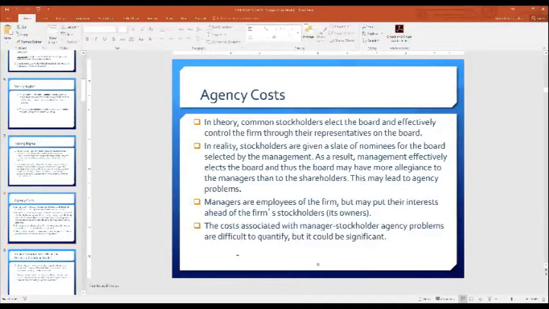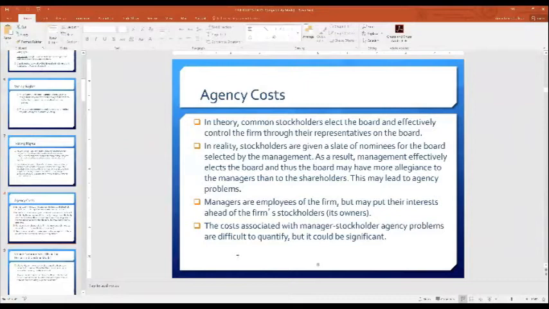the board of directors are the best ones who will rule the organization. So what is happening in reality is that the management of the corporation is the one providing the list of the people who will be voted on. Kumbaga, parang prepared na sila. They are controlling it already.